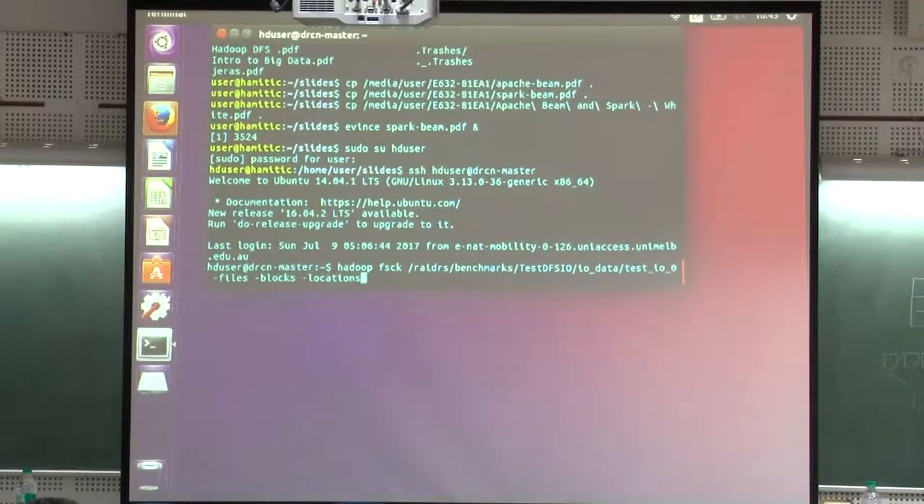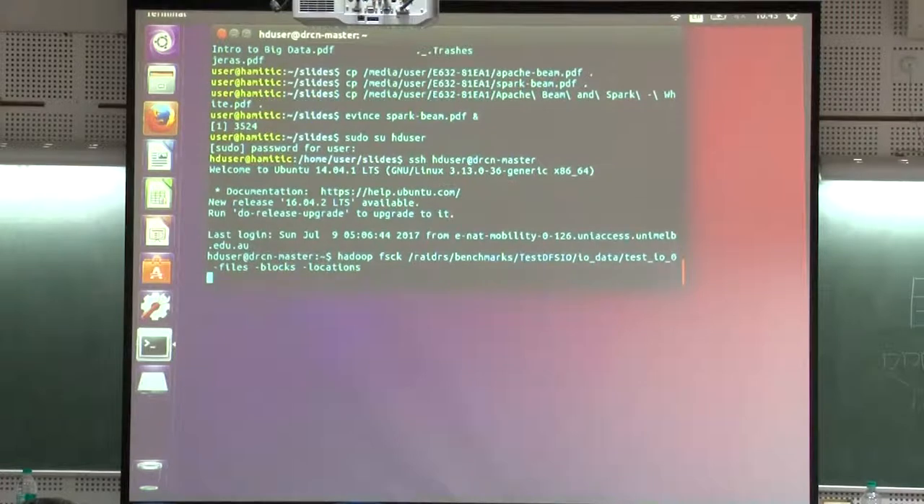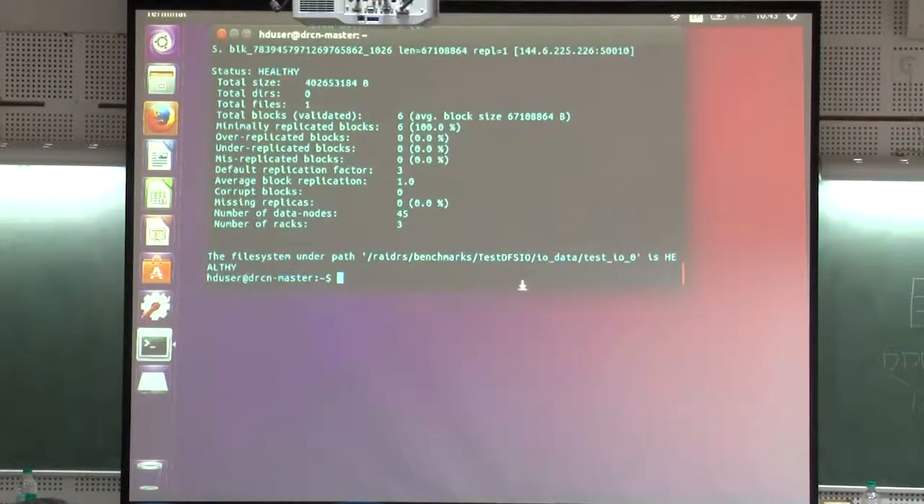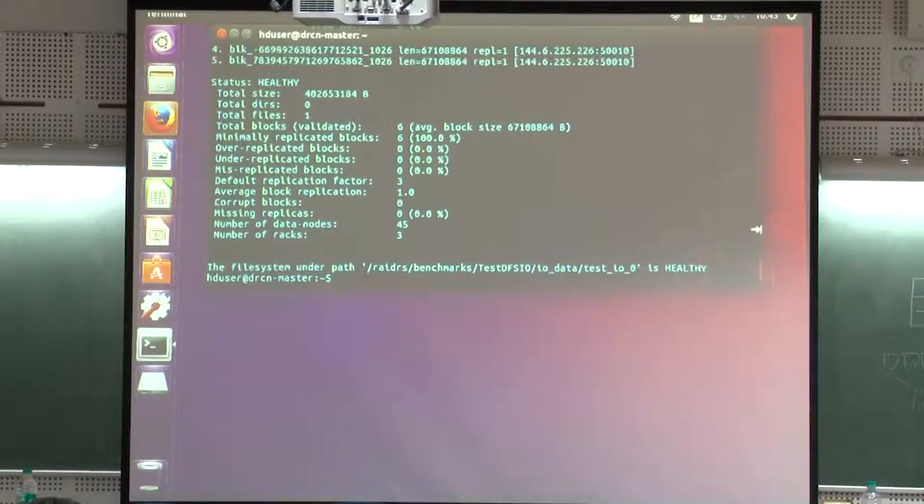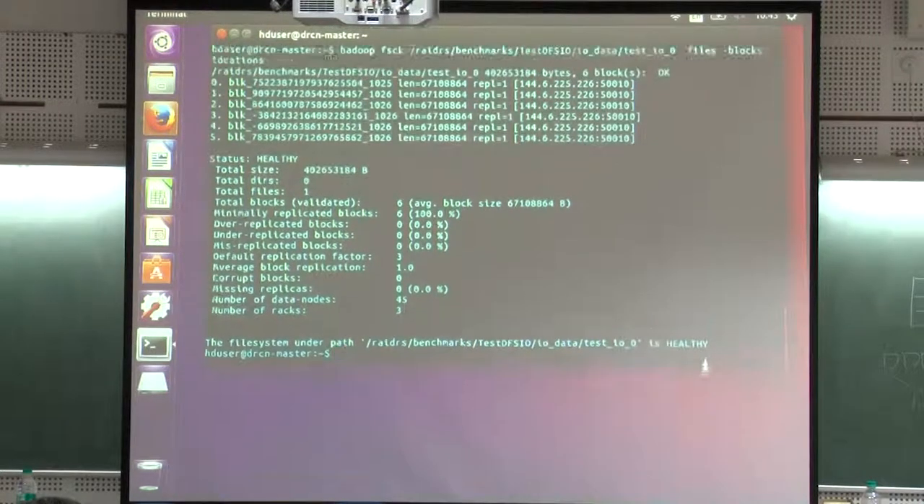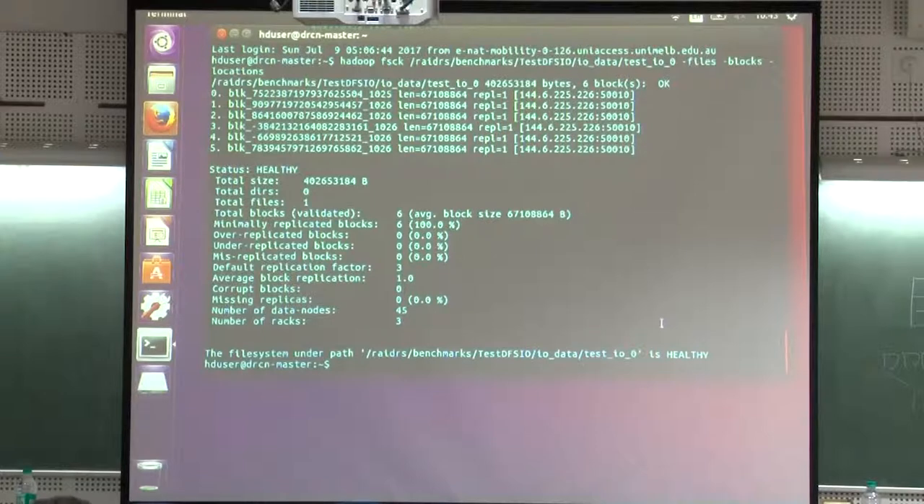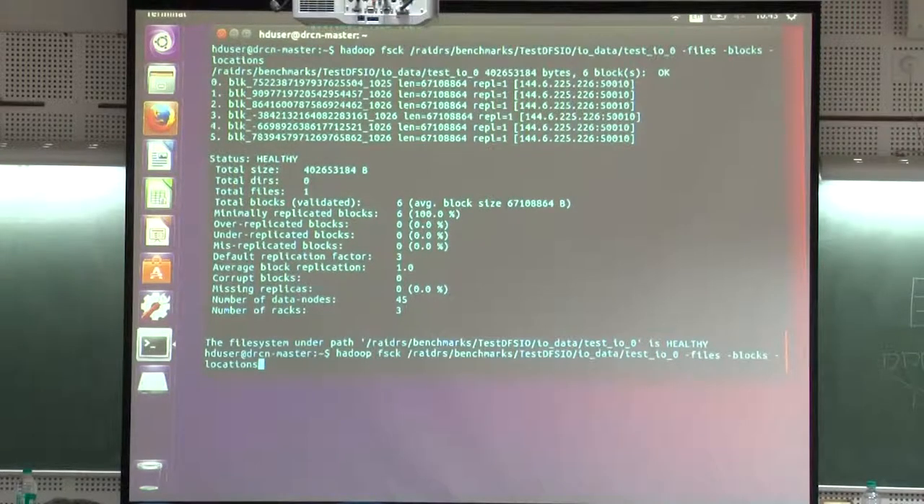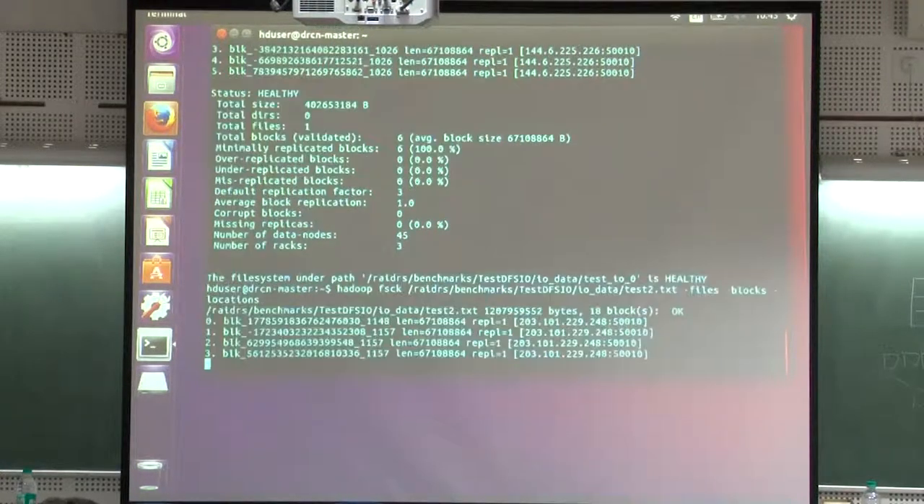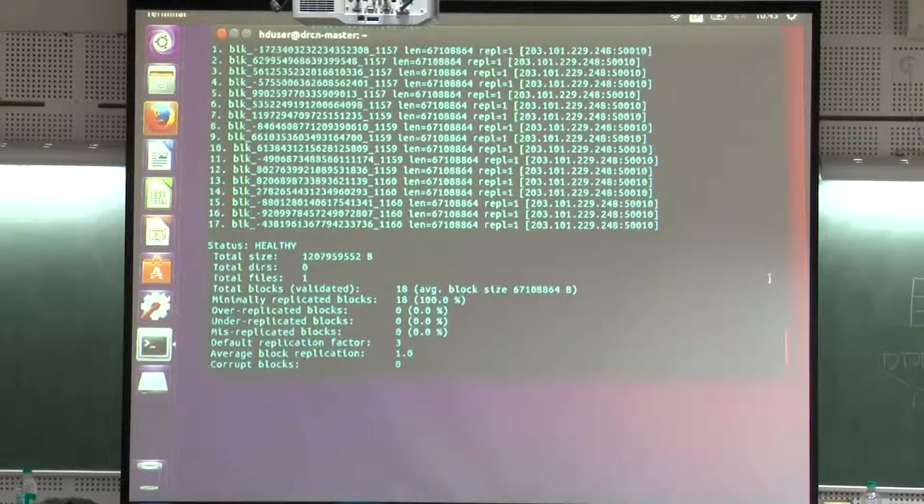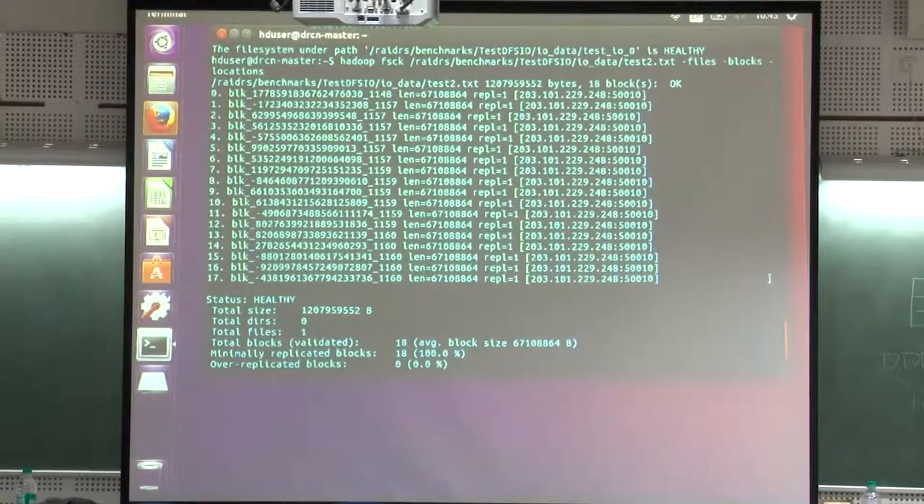So this was the test. This was the 640 megabyte one, and with 10 blocks, it had 6 parity blocks. So let's have a look at what was it called, test 2, I think. So this one has 18 parity blocks. So 18 is the right number too, in this case.